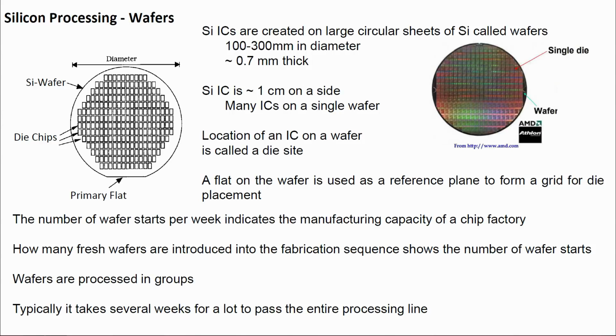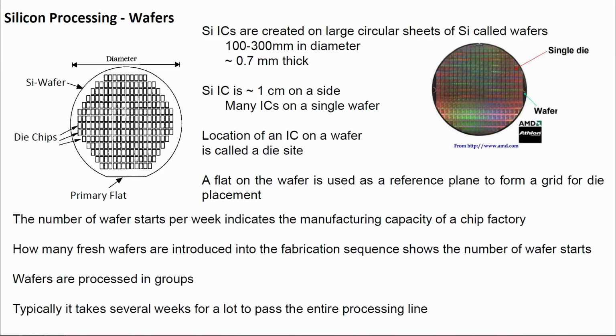When you talk about processing of silicon in terms of wafers, we have individual chips at the end of the fabrication process, and each chip is called a die. Then we have also seen that there is a primary flat, and this primary flat is for a purpose.